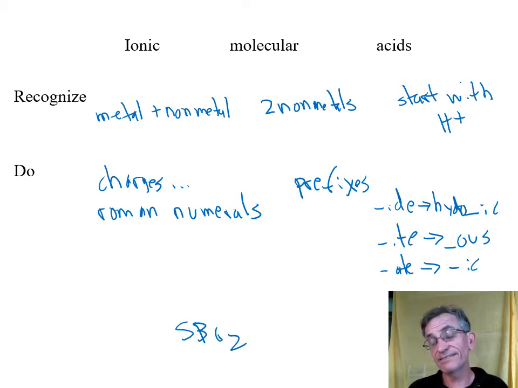So let's do some examples. And this time, instead of telling you it's ionic or molecular or an acid, I'm going to have them all mixed up, and you're going to have to figure out what you got, and then we're going to figure out how to name them. All right, so that's what we're going to do on the next slide. Let me go ahead and get to it.